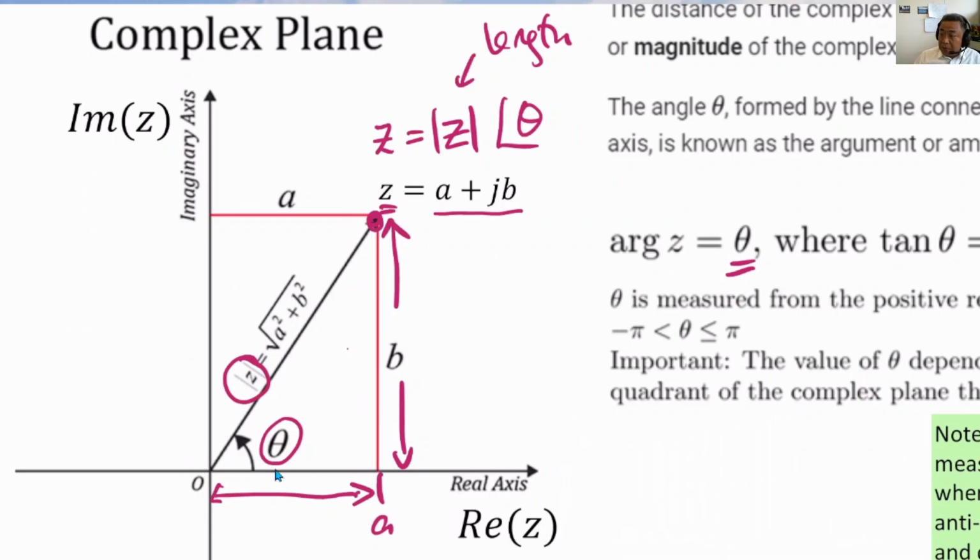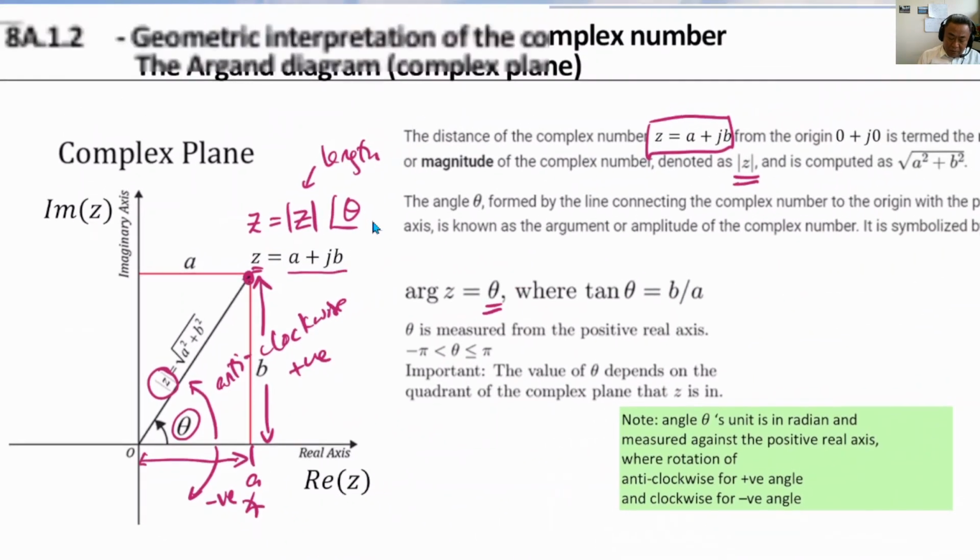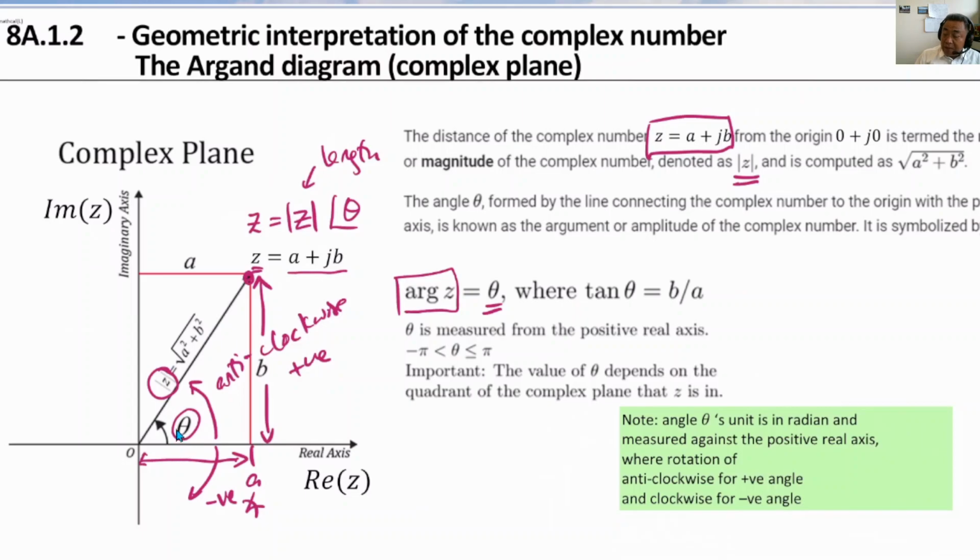So we take the positive real axis, and if the angle of this line is made anti-clockwise, then by convention we call this the positive angle. And if the angle moves clockwise, then this is a negative angle. We call this the argument of z to denote the angle theta.